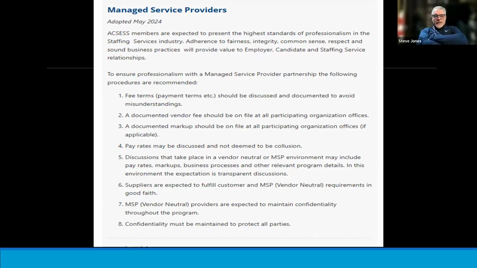Discussions that take place in a vendor neutral or MSP environment may include pay rates, markups, business processes, and other relevant program details. And this transparent discussion is also not considered collusion. So in a vendor neutral MSP, this is when the software and the tools and the process don't give priority to any vendor. Sometimes in an MSP, the primary vendor has priority. And sometimes in what they call a vendor neutral environment, everybody is treated the same.